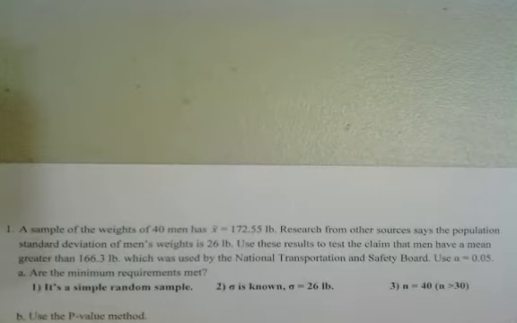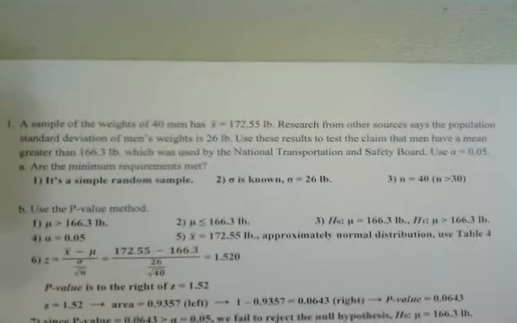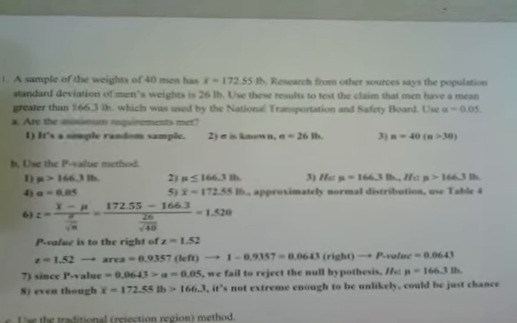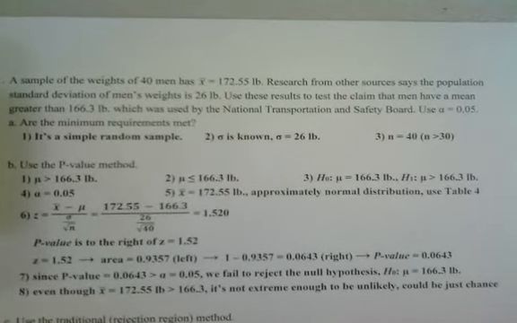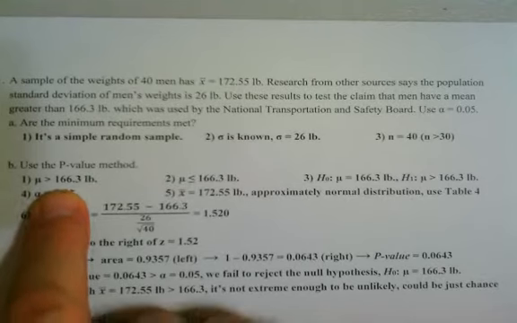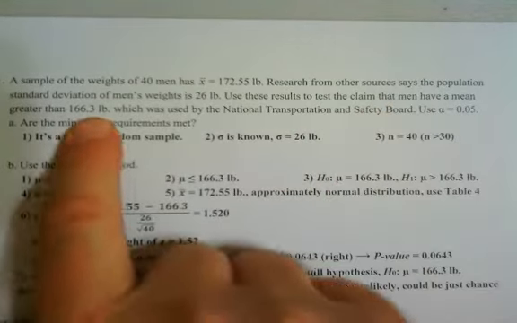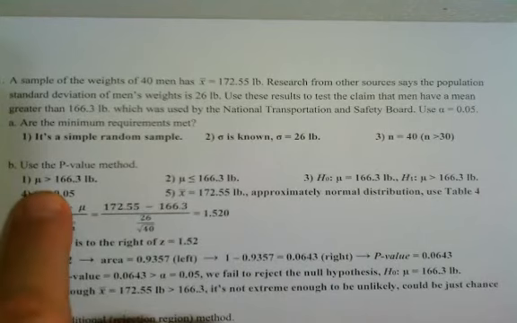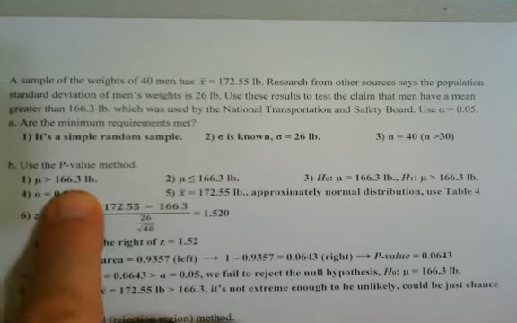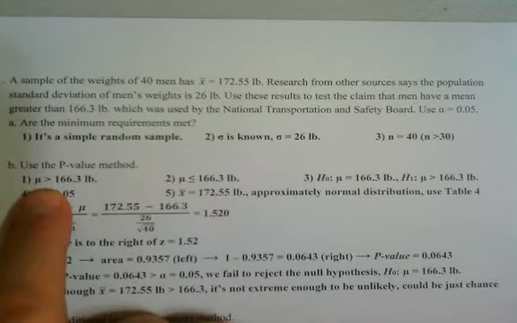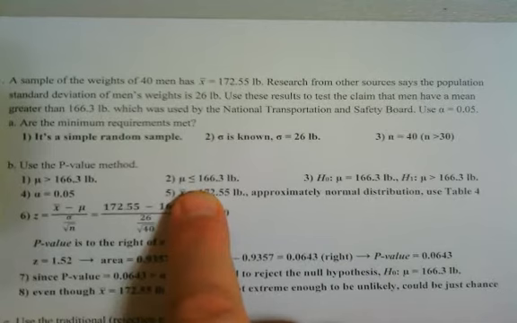So, first off, are the minimum requirements met? It's a simple random sample. It tells us that. It tells us a sigma, so we do have a sigma that is known, 26 pounds. And n is bigger than 30, it's 40 in this case. So we're going to start off by looking at the p-value method first. So, state your claim. The claim was that men have a mean greater than 166.3, so mu is greater than 166.3. Counterclaim, notice how it's the opposite, that was greater than, so this is less than or equal to.